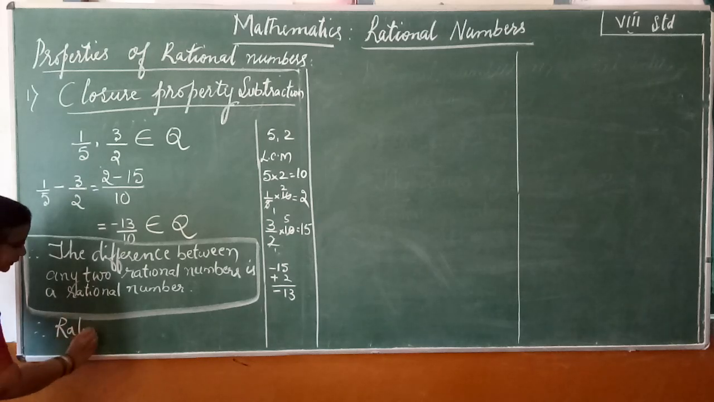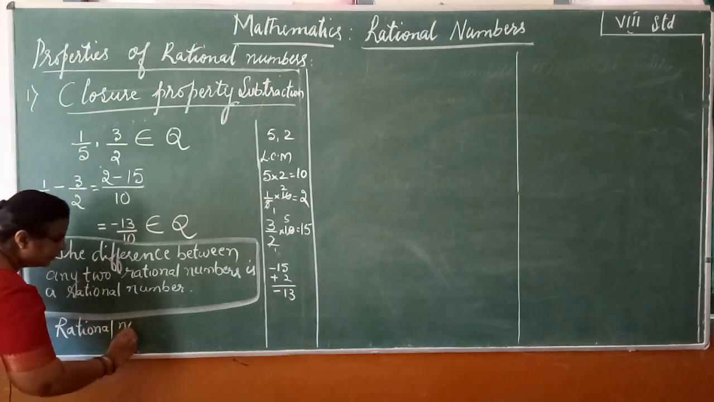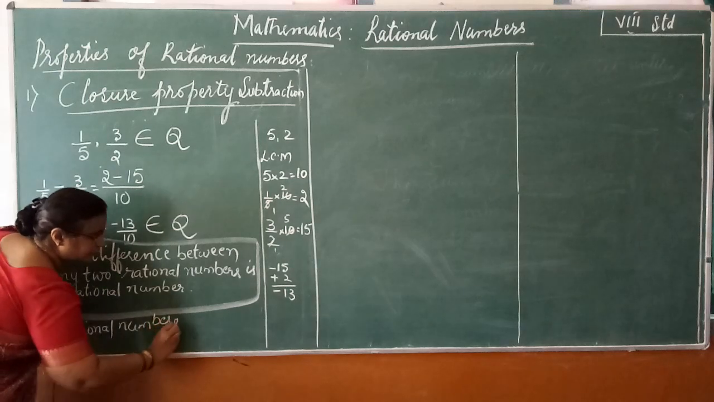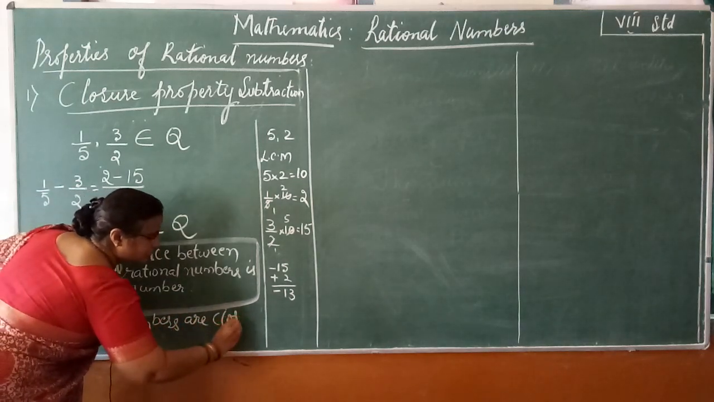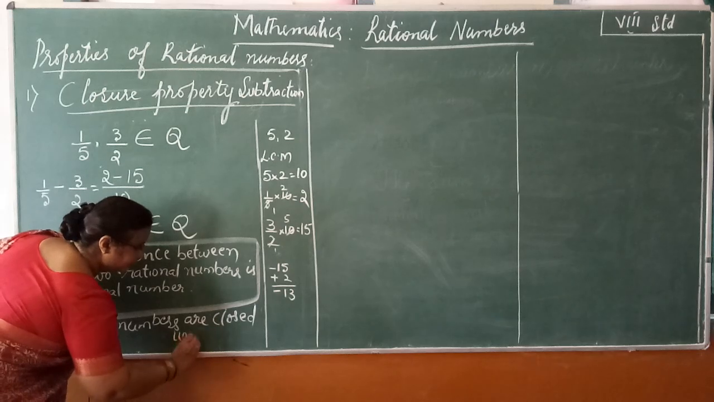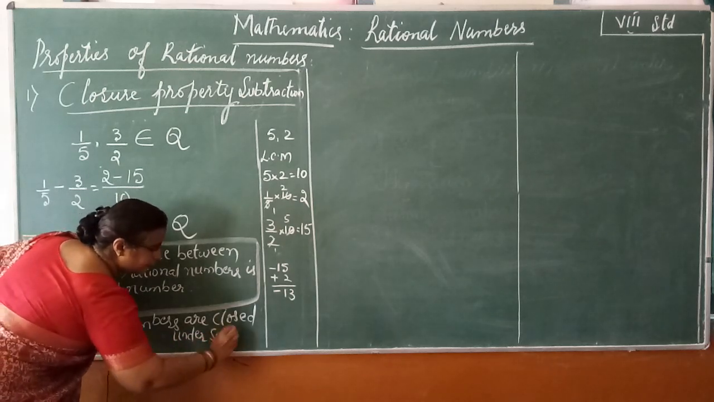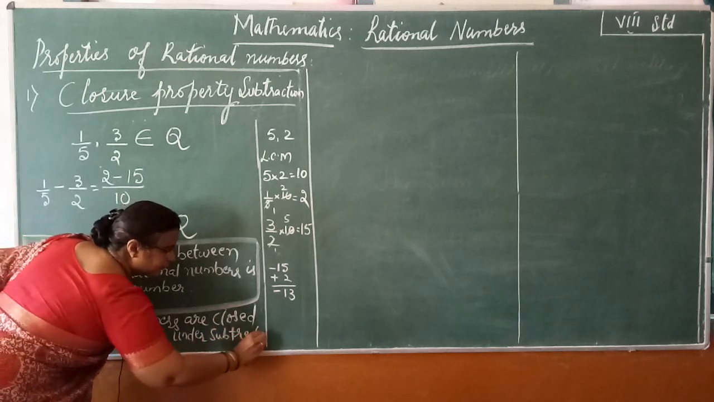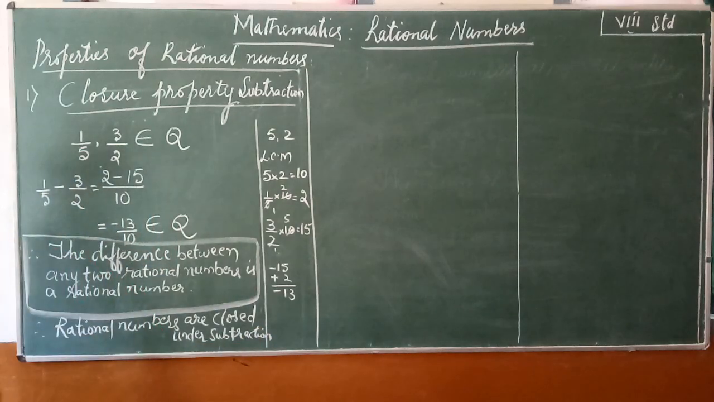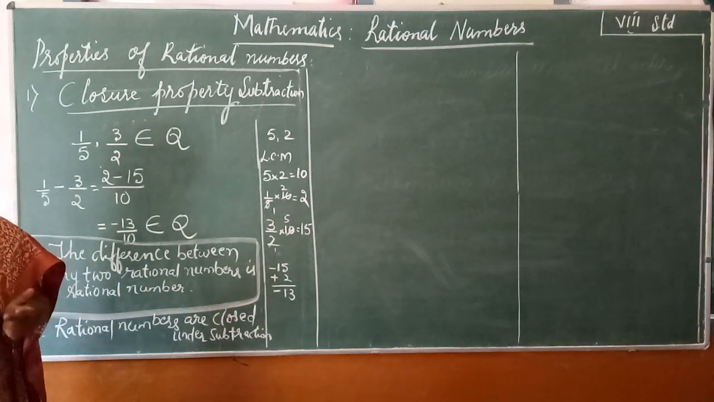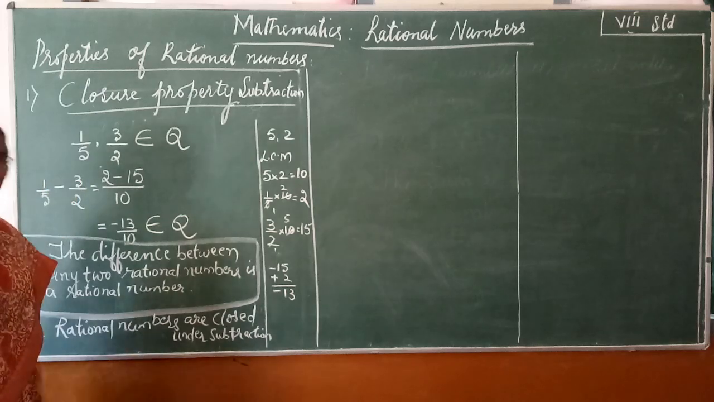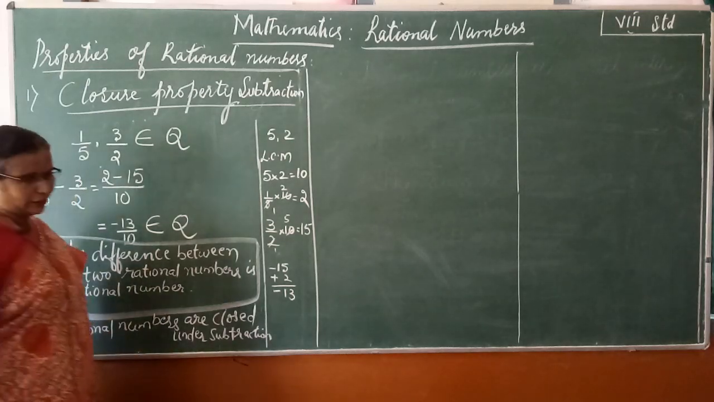Rational numbers are closed under subtraction. I hope you can see till here, children. Rational numbers are closed under subtraction. From this we came to know that under addition, under subtraction, closure property is satisfied on set of rational number.